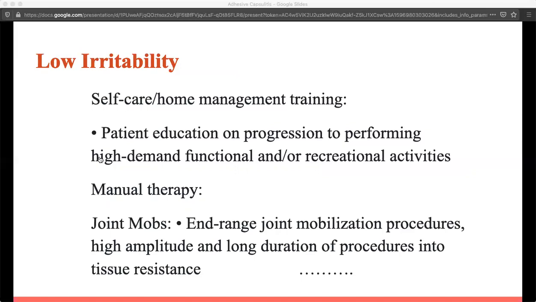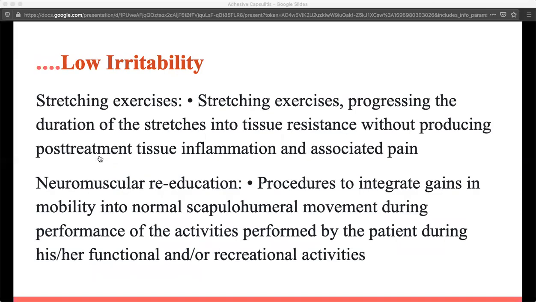If they are fearful of movement, you want to give them the confidence to be able to use their shoulder again. Okay. The joint mobs, you can go into some end range mobilization now. You can do high amplitude, long duration procedures into tissue resistance. You can push a little more, go up to grade 4 and beyond. No problems here. Again, low irritability you'll probably see later. You'll probably see them into that frozen stage if they show up to you at your clinic in this stage.